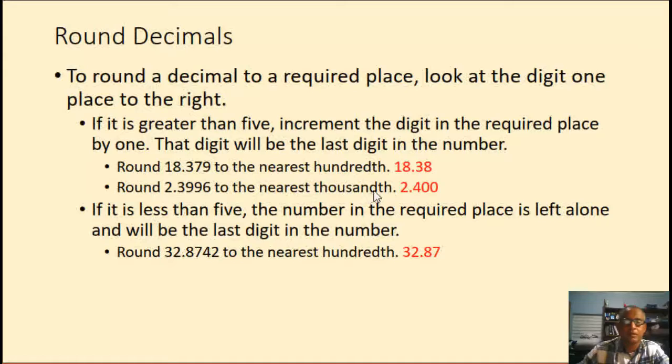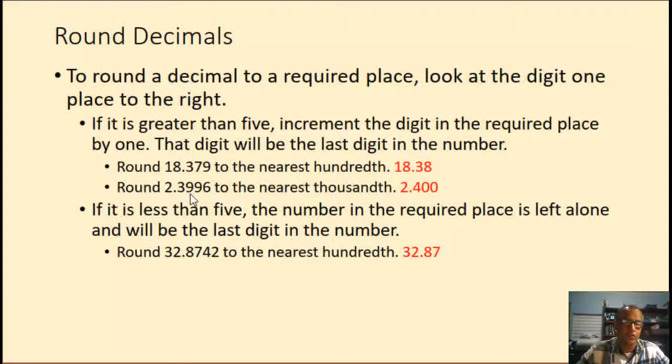To the nearest thousandth, that's this place here, right? And so this is greater than 5, so this becomes, well, a 0 because it's 9 plus 1, 10, and of course then the 1 carries over here, so this becomes 0, 0, and then the 1 carries over here again, so that becomes 4. So be careful, right? This becomes 2.400.